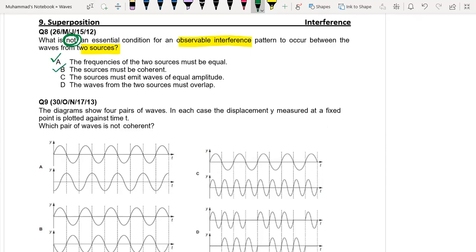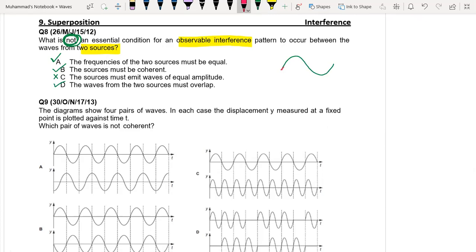The sources must emit waves of equal amplitude, and this is not a necessary condition to observe interference. And the waves from the two sources must overlap. Obviously, if the two waves do not overlap, they will not interfere and we will not be able to observe interference. So the phase difference is needed, but the amplitude can be different to observe the interference.